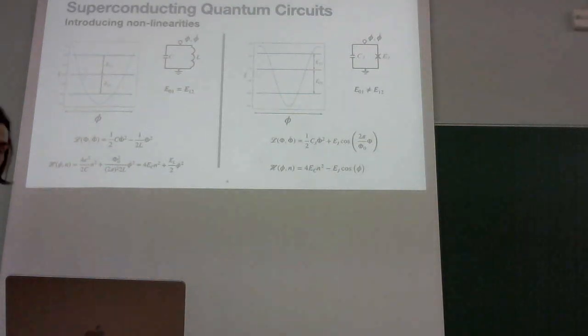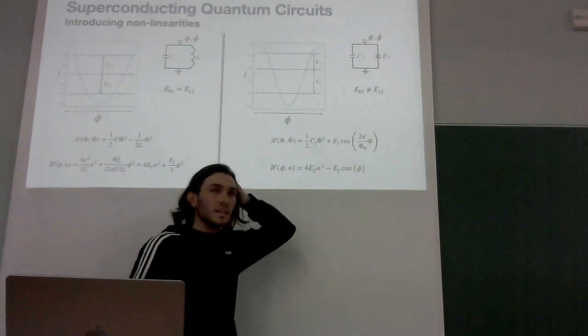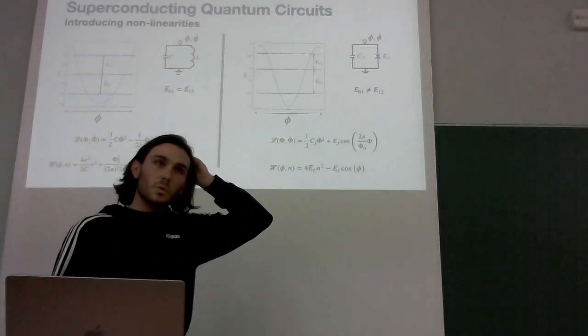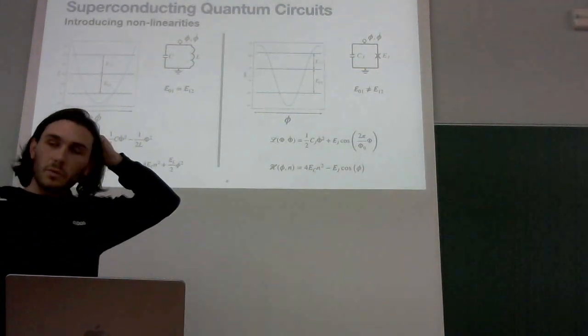So in this way, we can use drivings to target this first transition here, and as the second one is out of resonance, we can neglect it and perform computation in a two-level system, which will be our qubit.